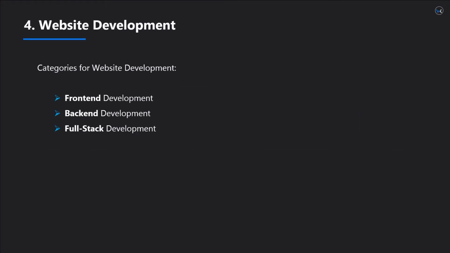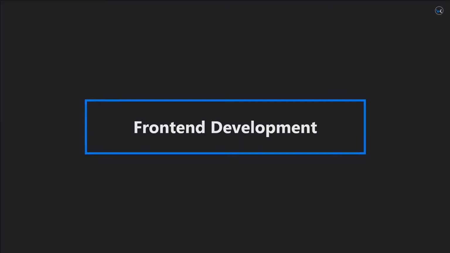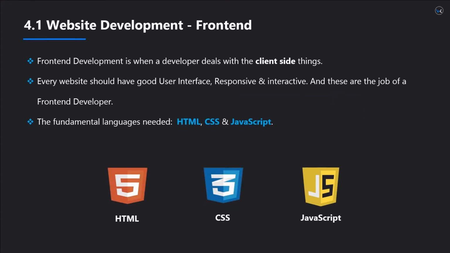Now, in any website development, the development is divided into three categories: Frontend Development, Backend Development, and Full Stack Development. Don't worry, I will explain them to you in a very easy way. Let's start with the Frontend Development first. So Frontend Development is basically when a developer deals with the client-side things. That means everything that you can see and do as a user from your computer on a website.